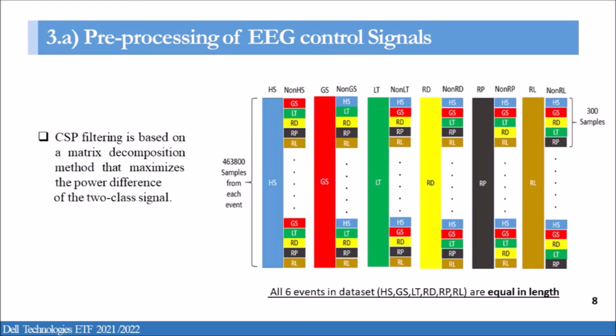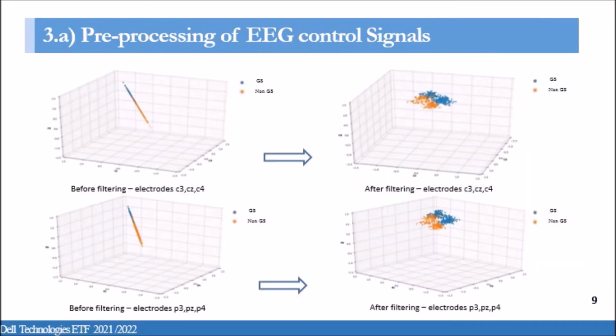Here we apply the common spatial pattern filter, which depends on a matrix decomposition method, so we can extract spatial features of different classes and also maximize the power difference between them. This is achieved by maximizing the variance in one class while minimizing the variance of the other class, taking into consideration that all 6 events in the dataset are equal in length. The following graphs demonstrate the effect after and before using the CSP filter on EEG signal for C and P electrodes.